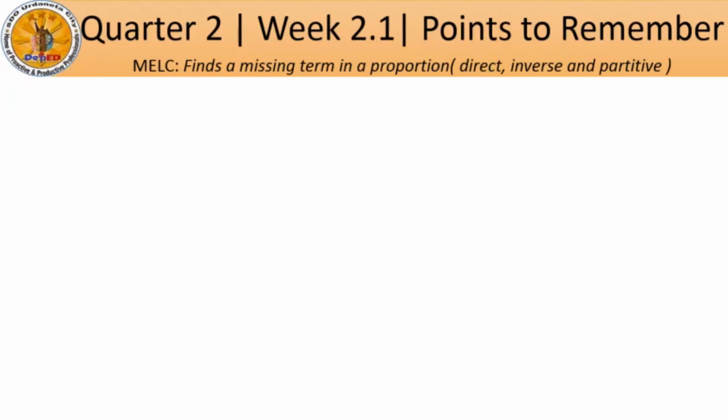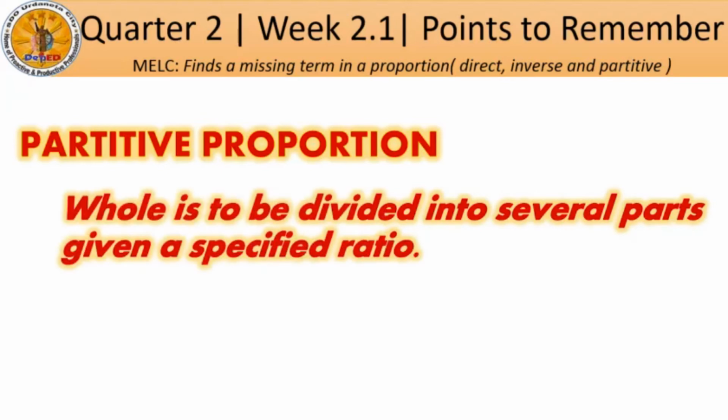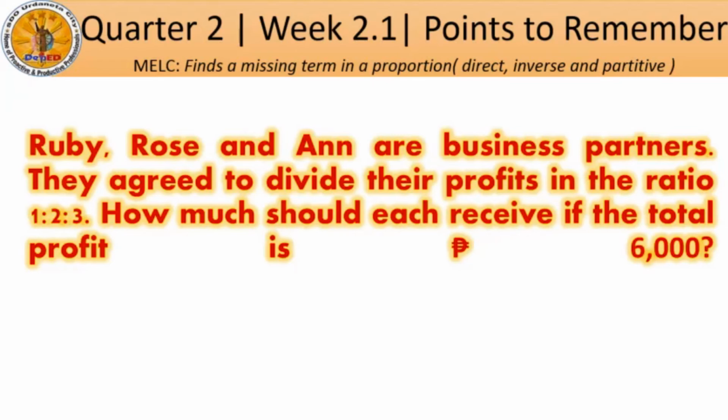The last type of proportion is the partitive proportion. In this type of proportion, a whole is to be divided into several parts given a specified ratio. Let's try this example. Ruby, Rose, and Anne are business partners. They agreed to divide their profits in the ratio 1 is to 2 is to 3. How much should each receive if the total profit is 6,000?